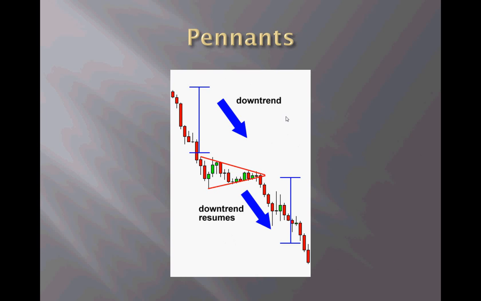Pennants are similar to rectangles. Pennants are continuation patterns formed after strong moves. After a big upward or downward move, buyers and sellers usually pause to catch their breath before taking the pair further in the same direction. Because of this, the price usually consolidates and forms a tiny symmetrical triangle, which is called a pennant.